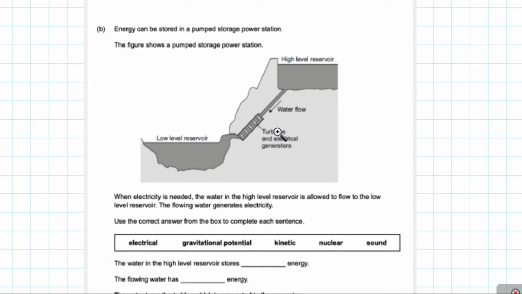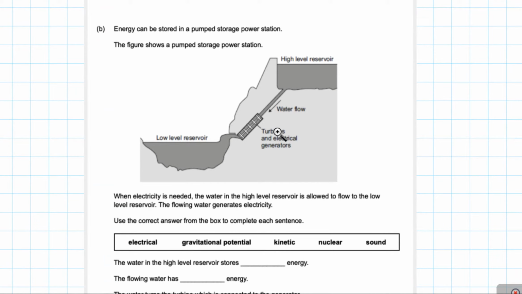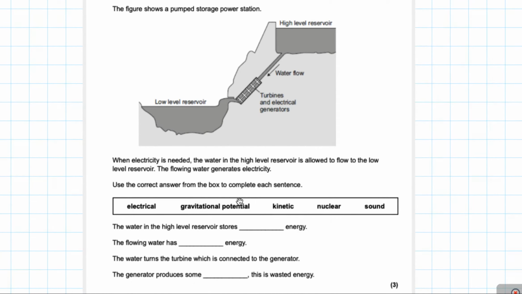Part B, we have energy can be stored in a pumped storage power station. The figure shows a pumped storage power station here. When electricity is needed, the water in the high level reservoir is allowed to flow to the low level reservoir. The flowing water generates electricity. So here we have the water at the top, and then it flows down through the turbines. As the water passes, it drives those turbines and then goes into the lower reservoir.